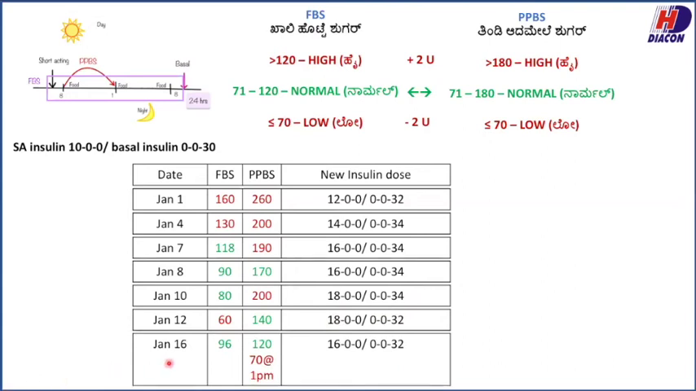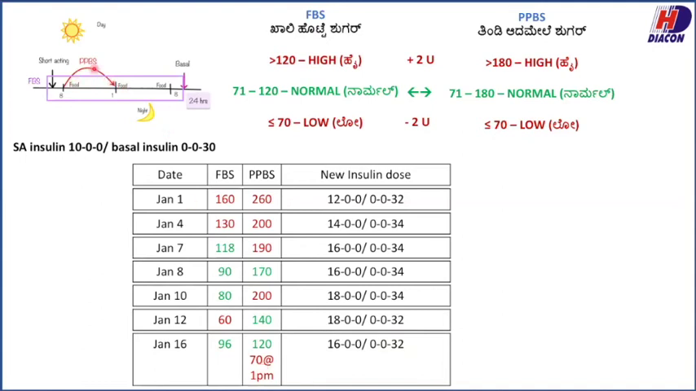We check again. Fasting is now normal, 96. So basal insulin we continue 32. After breakfast is also normal, 120. So we're quite happy. But the same day in the afternoon at 1 o'clock we have a low sugar. It is 70. So we correct the hypoglycemia, and every time you have a low sugar, look at the time.